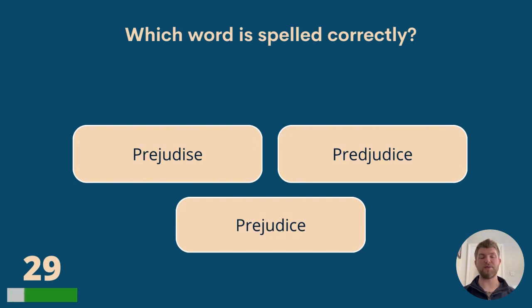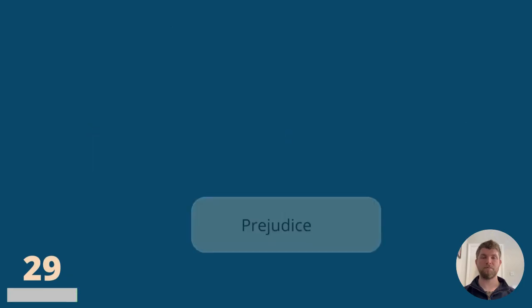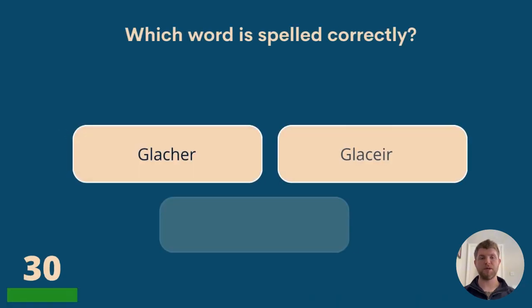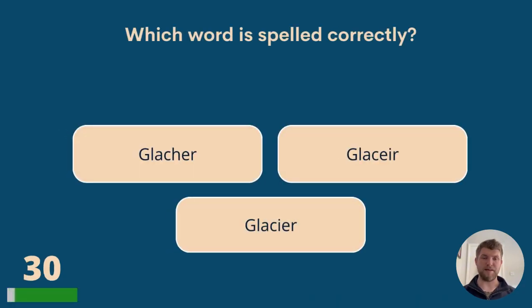Which word is spelled correctly of these? When we're trying to spell the word prejudice, which of those should you go for? The answer is Prejudice. What about glacier? How do you spell glacier?